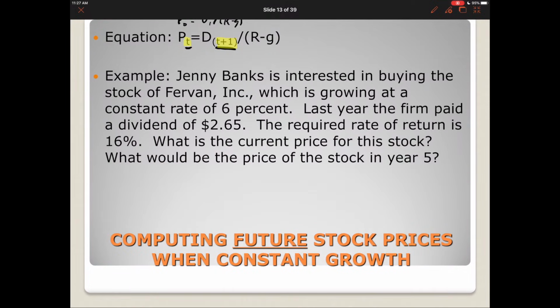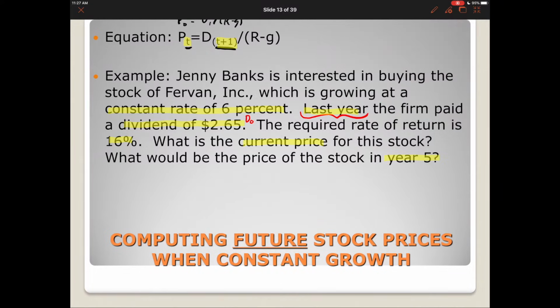So here we have an example where they're interested in buying a share of stock of Fervent Incorporated, which is growing at a constant growth rate of 6%. Last year, the firm paid a dividend of $2.65. So once again, last year, this is D sub 0. Please keep in mind that your current price is the present value of all future dividends. If this cash flow is in the past, it would not go into our valuations. It's simply going to be used to figure out what the upcoming cash flows are. So the required rate of return is 16%. That is our R. What is the current price of this stock? And then what would be the price of the stock in year 5?